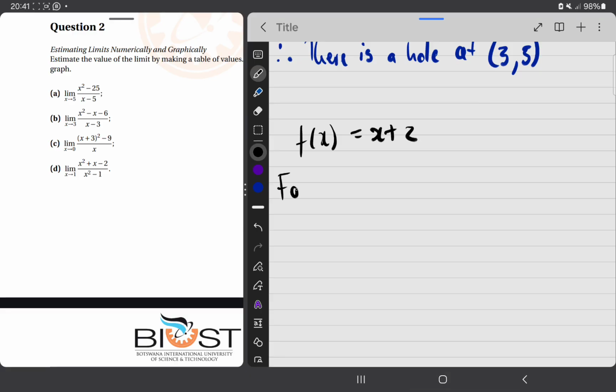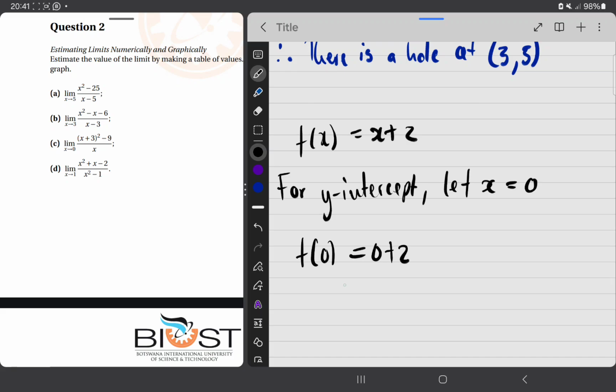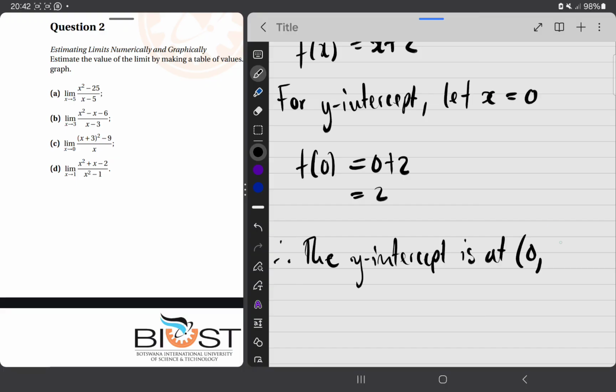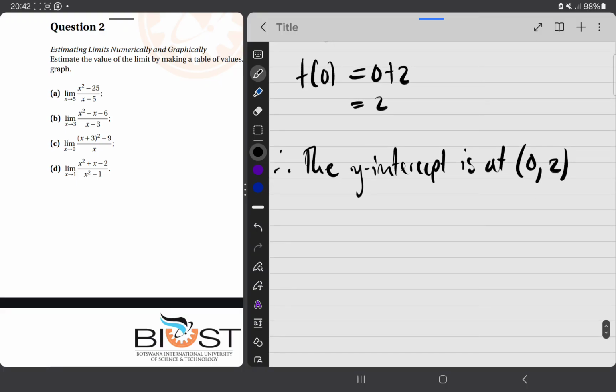Now for the y-intercept, you'd say let x equal 0. So f of 0 is just going to be 0 plus 2, which is going to be 2, okay? And the answer will be 2. Therefore, the y-intercept is at, we know that x is 0, so 0, y will be 2, okay? That is the y-intercept.